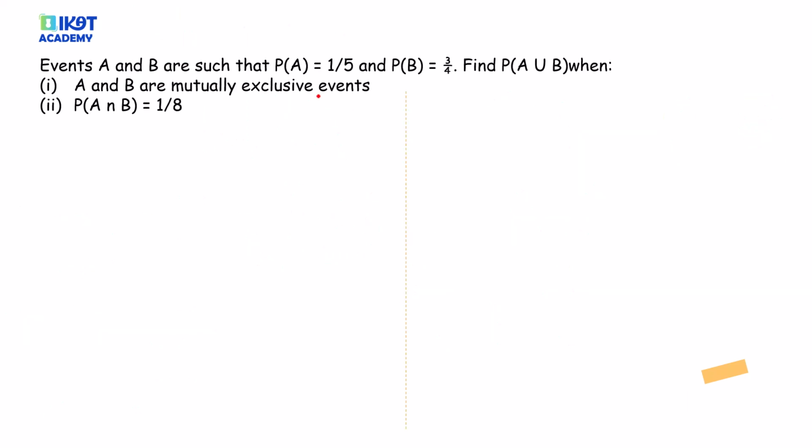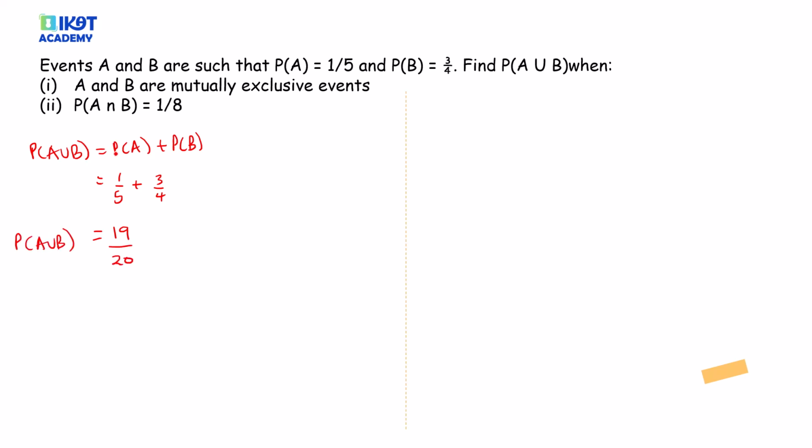So here we have a question saying events A and B are such that probability of A is 1 out of 5, probability of B is 3 out of 4. Find the probability of A union B when A and B are mutually exclusive events. So when A and B are mutually exclusive, for mutually exclusive events, probability of A plus probability of B, we would have said minus the intersection, but it's 0. So we just add 1 out of 5 plus 3 out of 4. And here you get 19 out of 20.